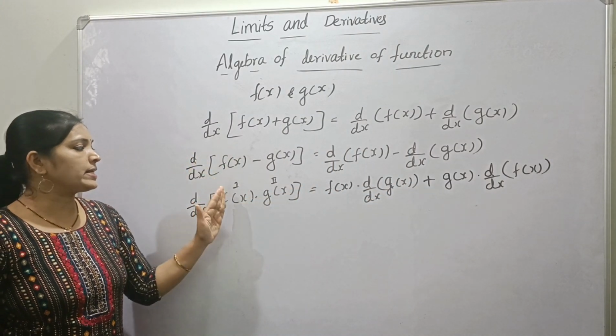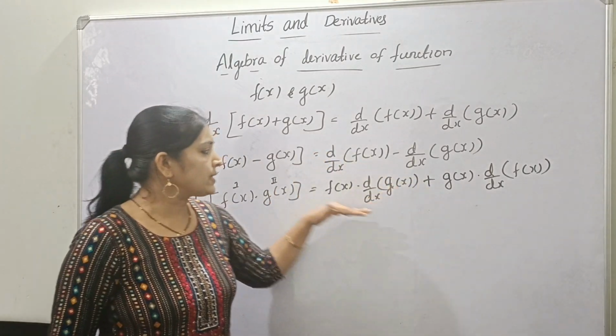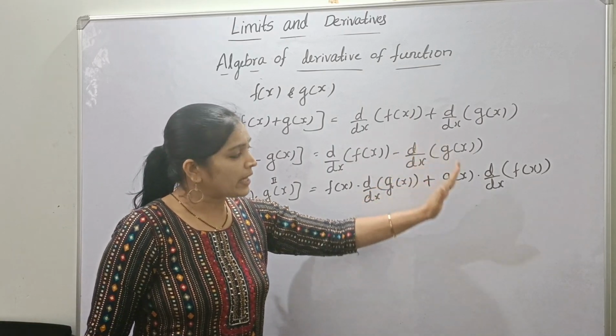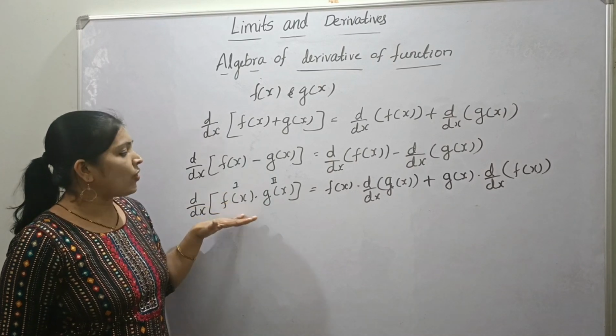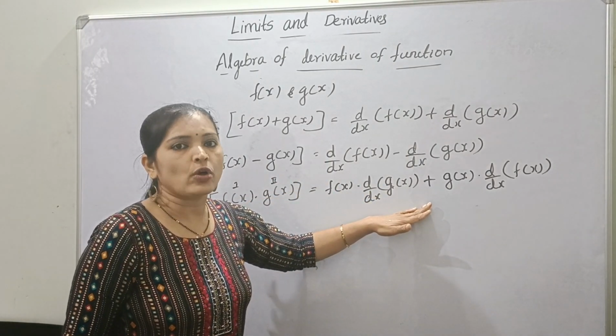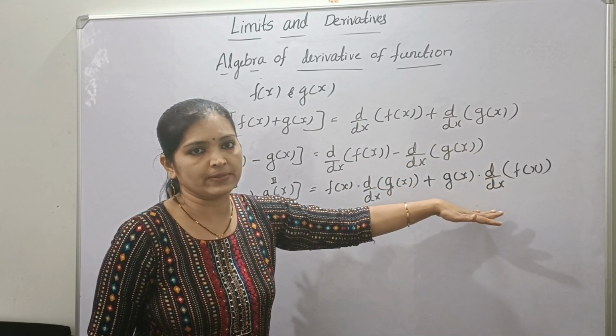If you consider one as the first function and the other as the second function, then it is equal to the first function into the derivative of the second function plus the second function into the derivative of the first function. Or the derivative of f(x) into g(x) is equal to f(x) into d/dx of g(x) plus g(x) into d/dx of f(x).